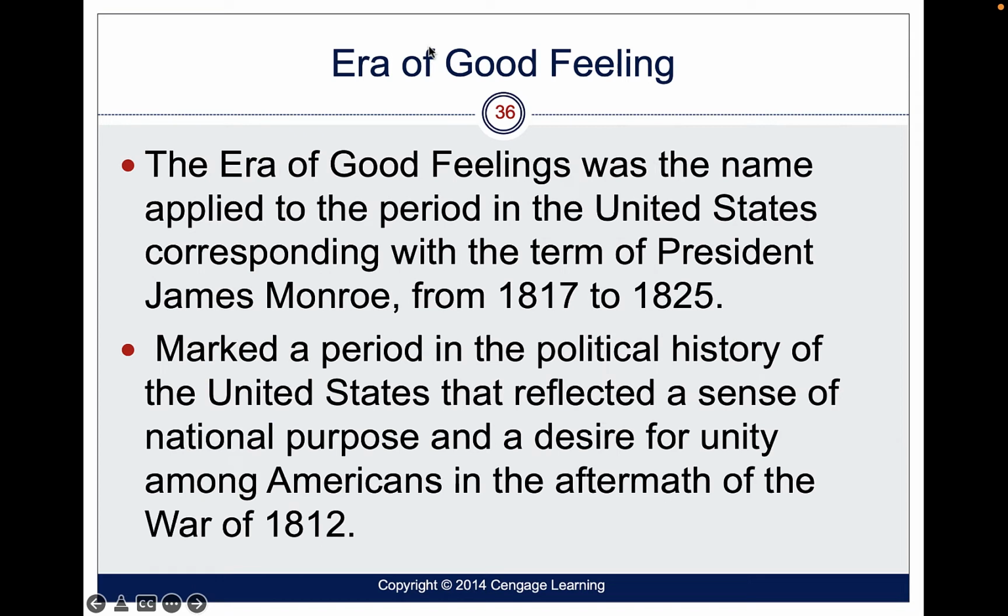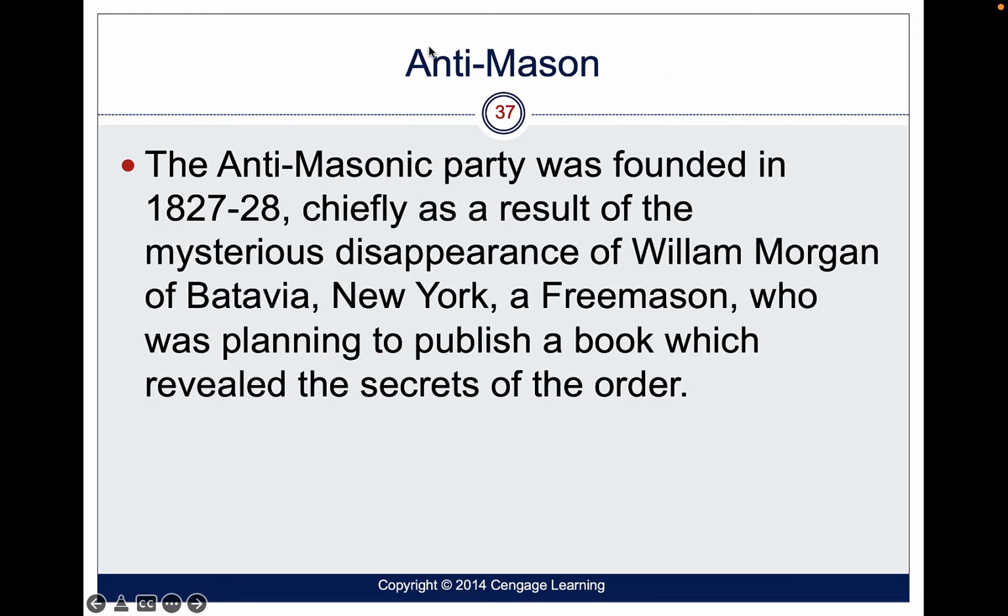After that, we had the Era of Good Feelings from 1817 to 1825. There were really no problems during this time after the War of 1812. It was relatively peaceful and really looking to prosper. We had the Anti-Mason Party in 1827 to 1828. The Freemasons were a secret society, and the Anti-Mason Party was looking to out people who were members of the secret order.